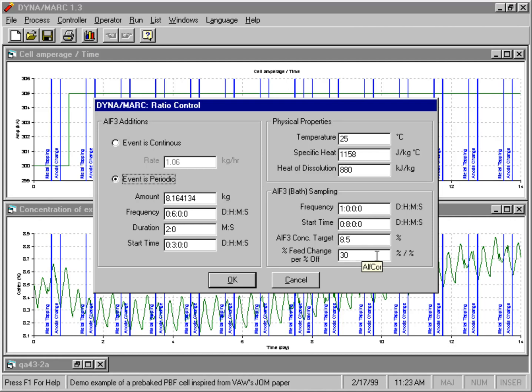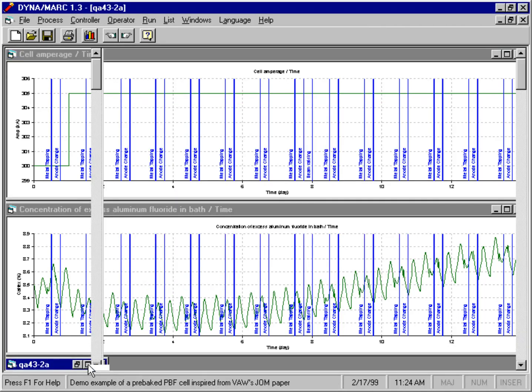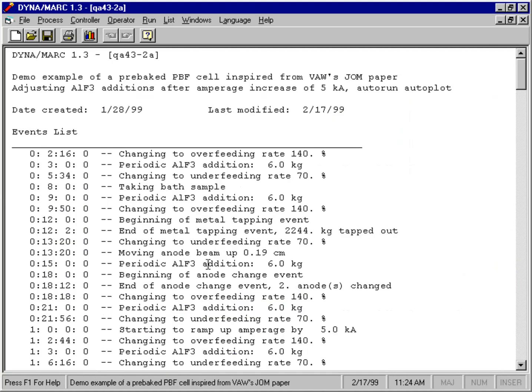based on the offset between the actual value of the excess AlF3 and the target value. You can see here in the event list that there's a new feature also in this version.